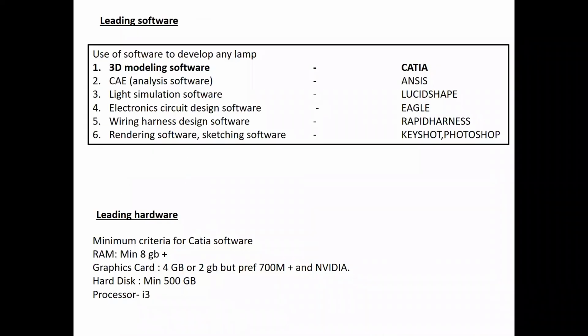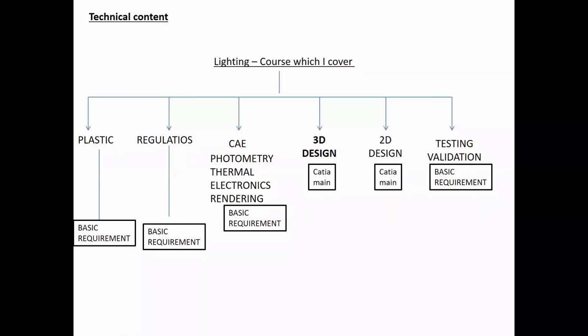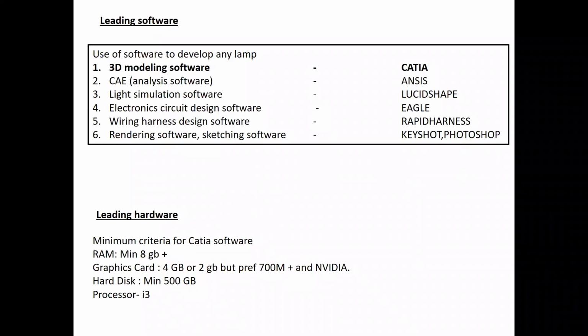We discussed the software, what types of software are being used in the industries. Catia is the major software for 3D modeling, and in Catia we do the engineering part. However, for Class A and other analysis like CAE, light simulation, electronic circuit design, wiring harness design, rendering, and sketching, the software is different. For engineering purposes we use only Catia V5, and V6 is also being introduced nowadays into the OEMs.